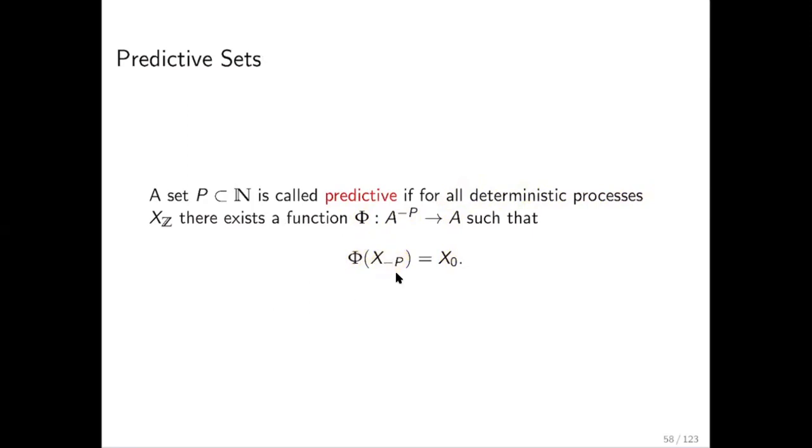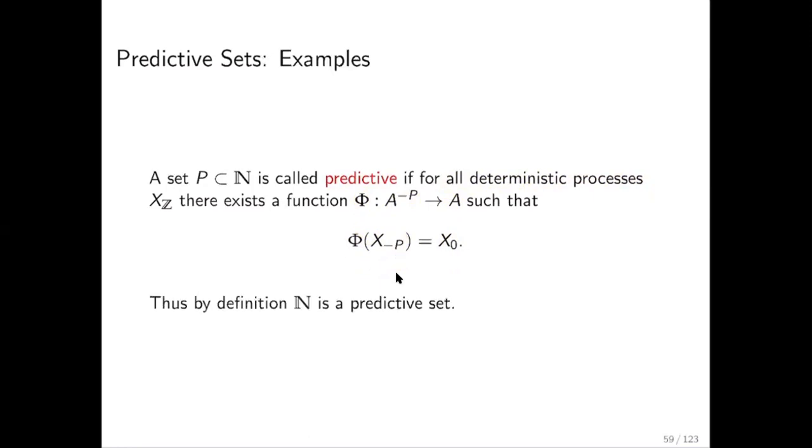Okay? So remember, by our definition, since we are looking at only deterministic processes for which there's some hope of predicting, we know that the natural numbers will form a predictive set. This is just by definition.